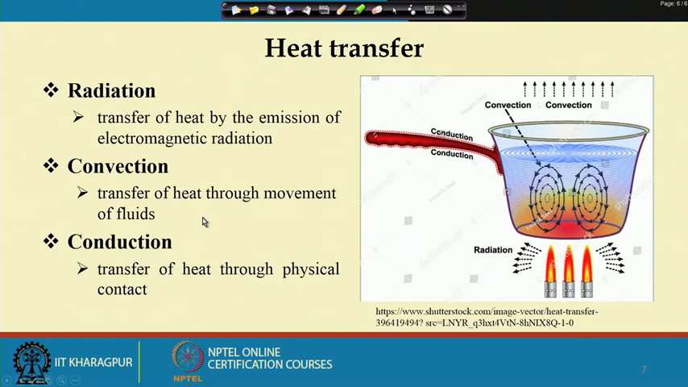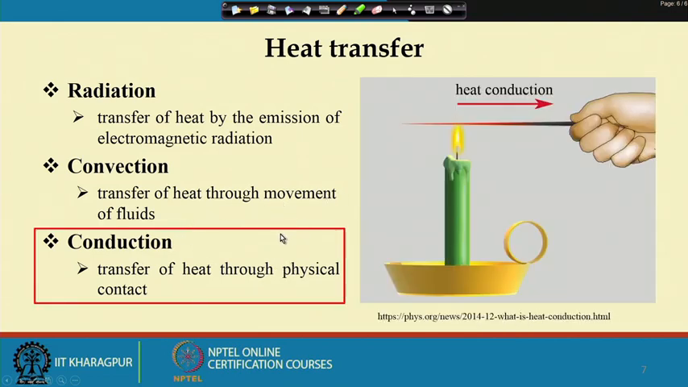Now, another observation we can make is that if I touch the handle of this pan, we feel that it is heated, because the heat has propagated here. This is known as conduction, the heat conduction. So, when transfer of heat happens through physical contact, we say it is conduction. Now, we are mainly interested in conduction, heat conduction.